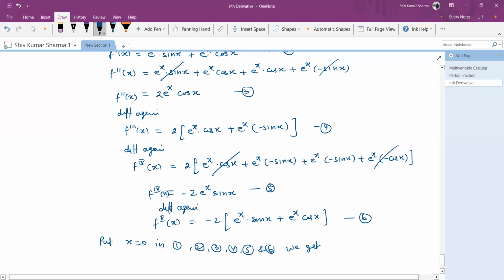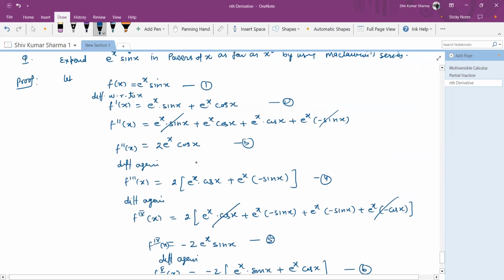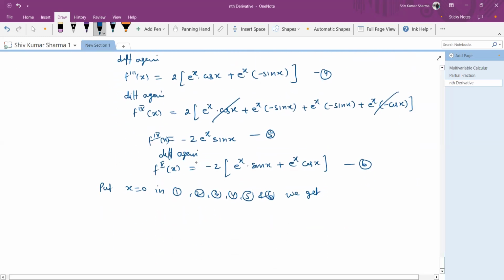So when we put x equal to 0 in 1, this gives us f naught equal to e raised to the power 0 into sin 0. So e raised to the power 0 is 1 and sin 0 is 0. So this gives us f naught is 0.